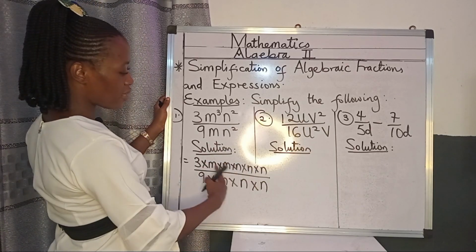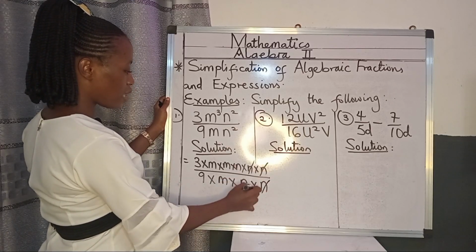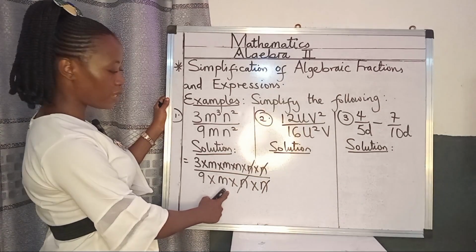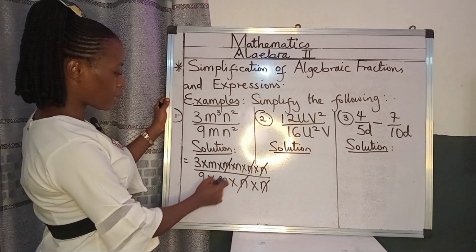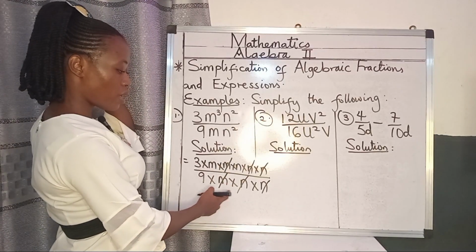Alright, now I have n here, I have n. This n cancels this n. This n cancels this n. There's still n here, but there is no more n here. So we move to m. This last m cancels this m. There's still m here. Unfortunately, there's no more m here.